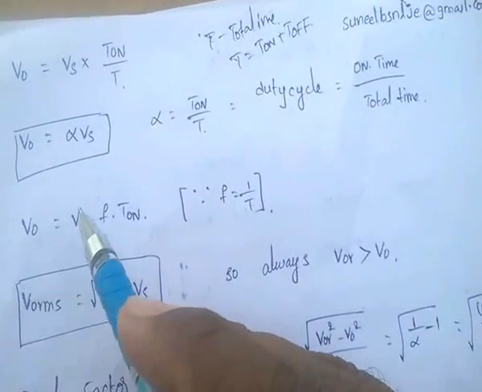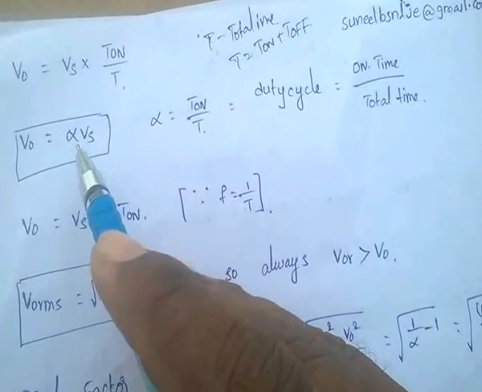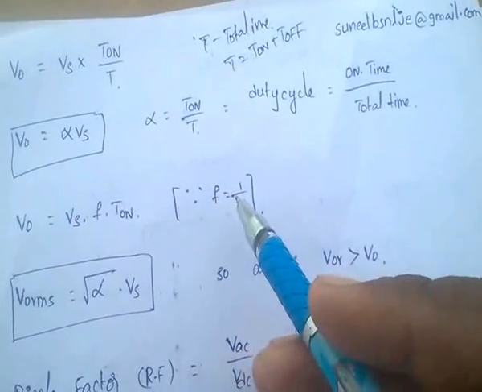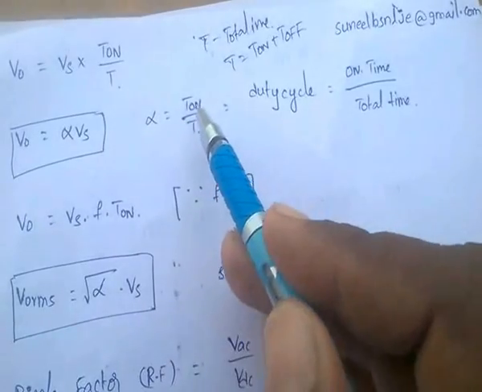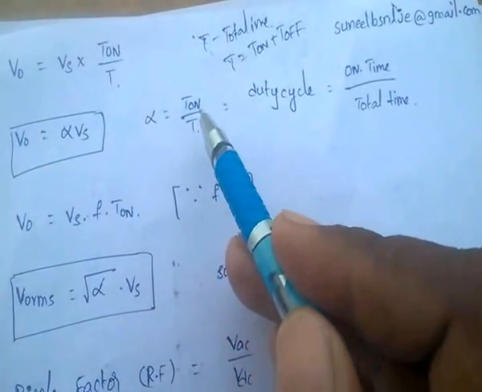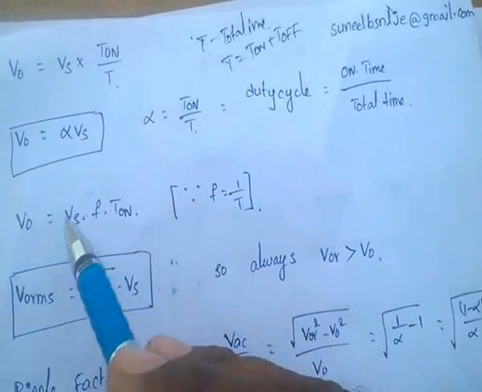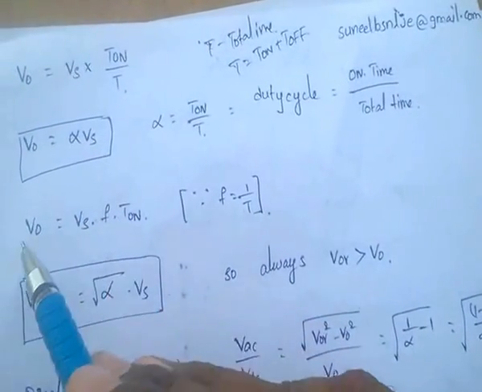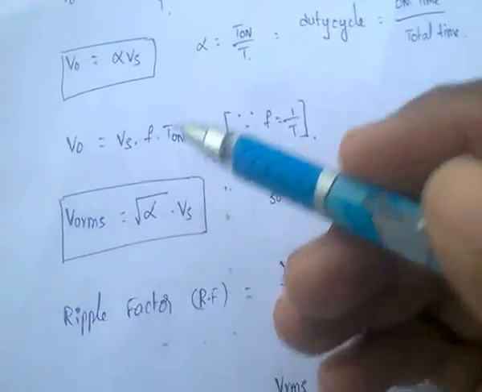And V naught equal to Vs into frequency. Frequency equal to 1 by T. That means alpha equal to T on by T, which means alpha equal to T on into F. So in place of alpha, we can substitute T on into F. That is V naught equal to Vs into F into T on.